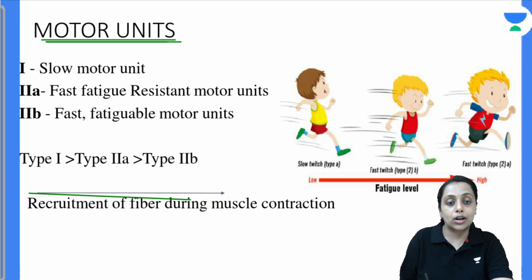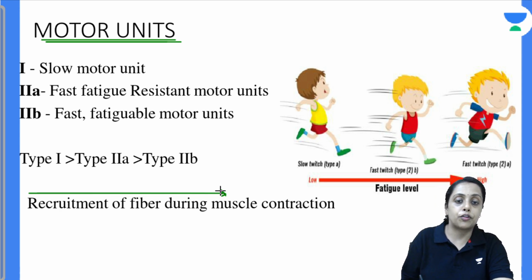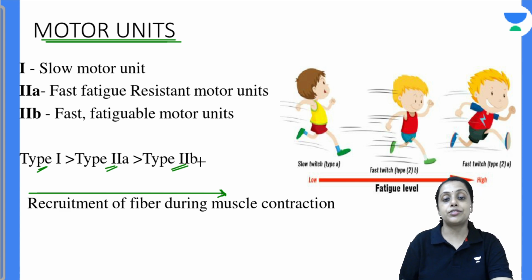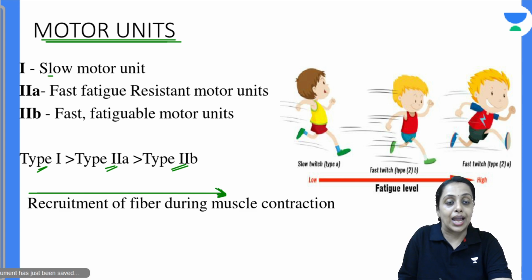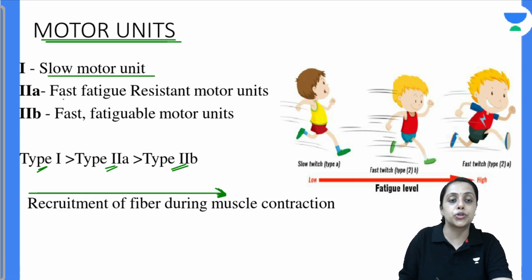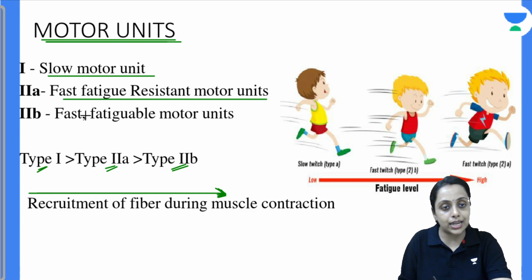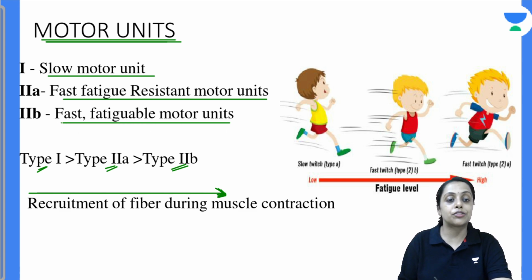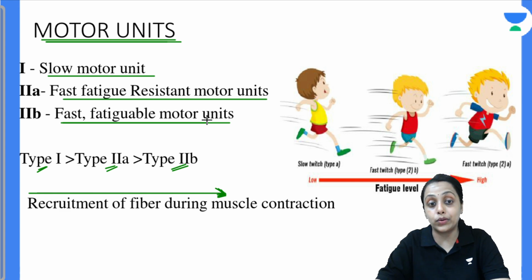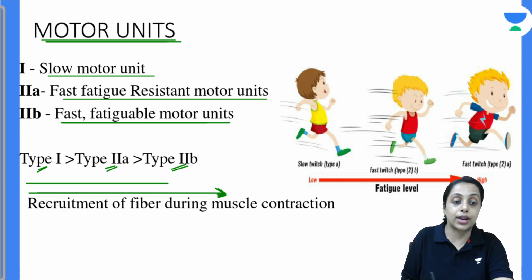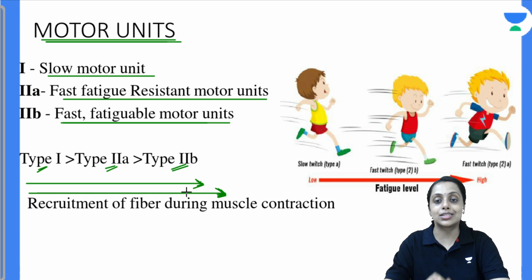So this is the order of recruitment of motor unit. The first one which is recruited is type 1, then type 2A, then type 2B is recruited during muscular contraction. Type 1 is a slow motor unit, type 2A is a fast fatigue resistant motor unit, type 2B is a fast fatigable motor unit. So do remember this order of recruitment. The first one which is recruited is type 1, which is a slow oxidative fiber, then we have type 2A, then we have type 2B.